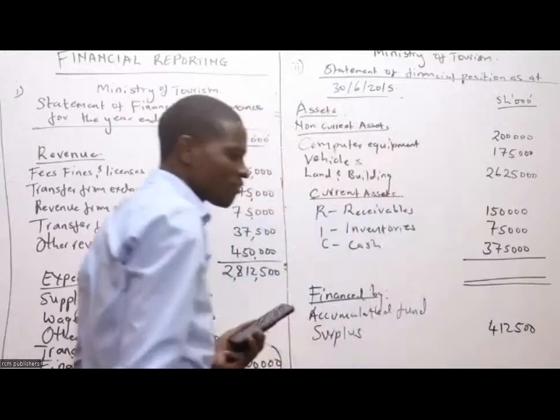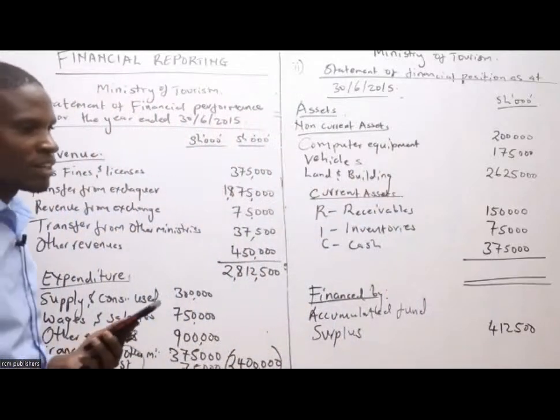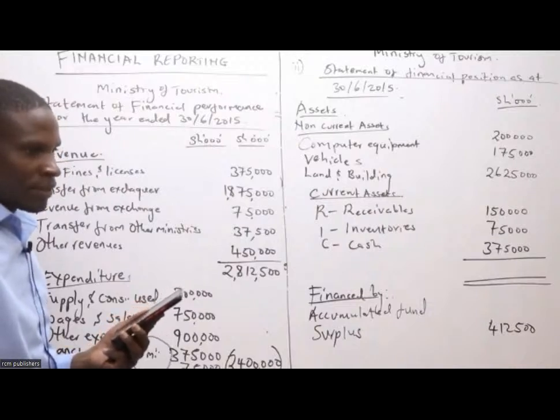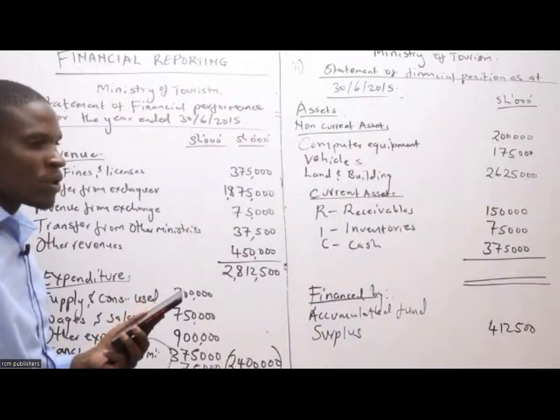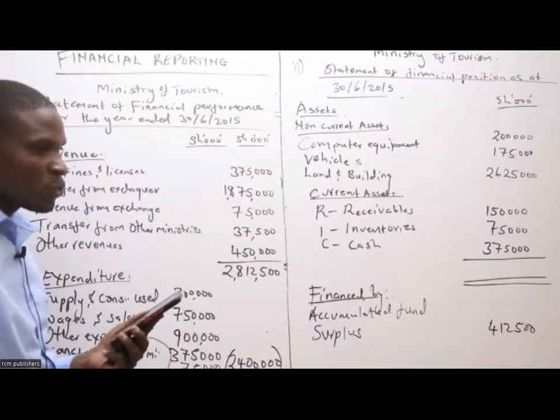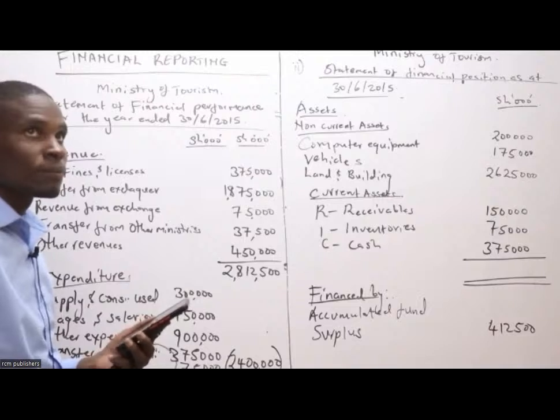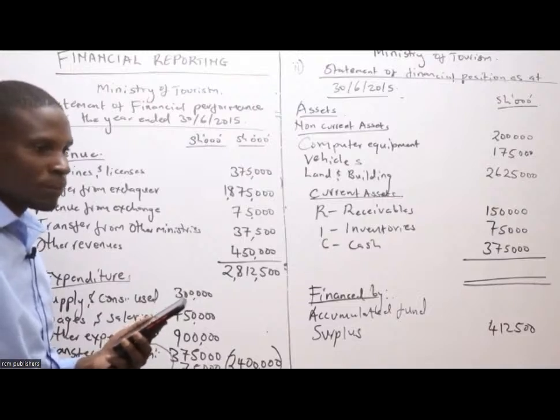Then the accumulated fund, how much is it? It's the first item, 562,500. Can you see that from the question? 562,500.